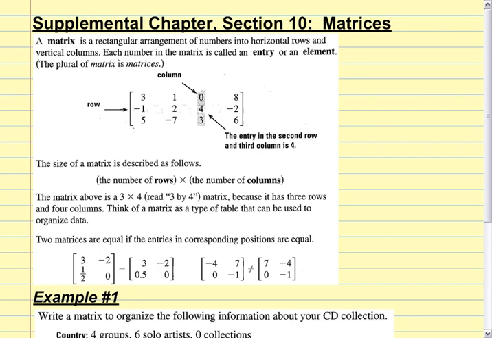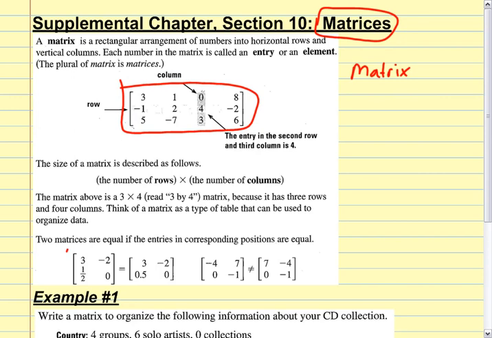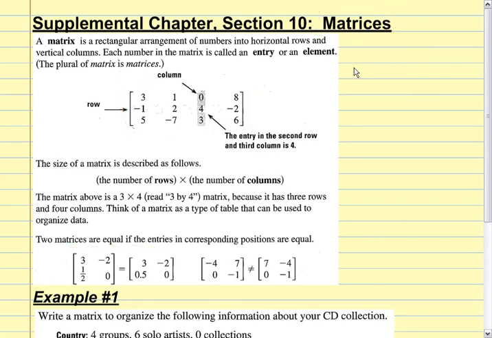Now, a singular matrix looks like this. It's the way we spell it. The plural of matrix is matrices, more than one, okay? This is one matrix. These are equivalent matrices, all right? So, just to make you sound like you know what you're talking about, there is a difference in the plural.